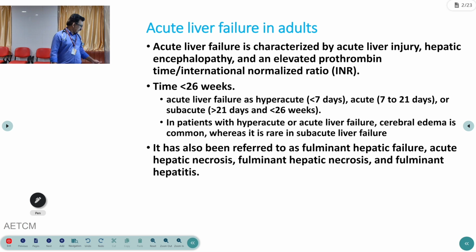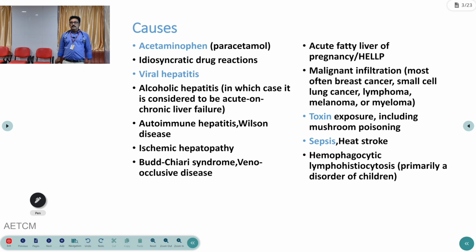Now, what are the causes? One of the most common causes all around the globe is paracetamol toxicity, the overdose of paracetamol. That is very important. Some are idiosyncratic drug reactions, which are not dose dependent, whereas paracetamol causes dose dependent liver failure. Then viral hepatitis, hepatitis B, C, D, E, A, all can produce it, but it is more common in hepatitis B or sometimes A and E.